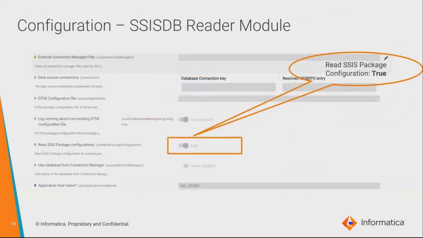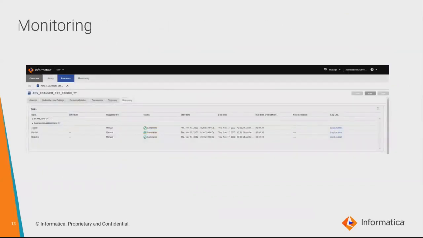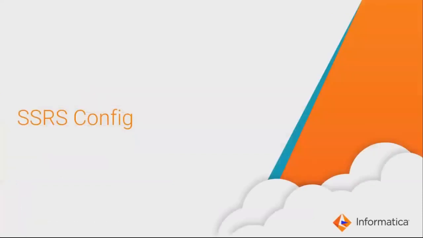Set the read SSIS package configuration to true so that it can read the package configurations. In the connection registry, you need to set the SQL Server enable SSISDB to on so that it knows that it is an SSISDB connection. Validate the results in the Metadex UI as well as in the EDC admin console and ensure that all of the steps are successful. Let's move into a SQL Server Reporting Service configuration.